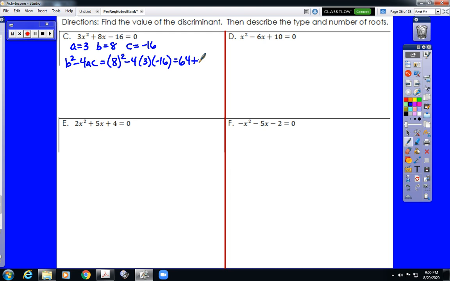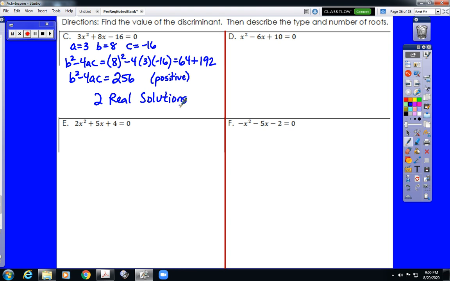And I know that's going to be a plus because there are a total of 2 negatives in that problem. That would be -4 times 3 times -16 would be 192. 192 plus 64 gives us a discriminant value, b squared minus 4ac, of 256. Once again, all we really care about is that that value is positive, which means we have two real solutions.